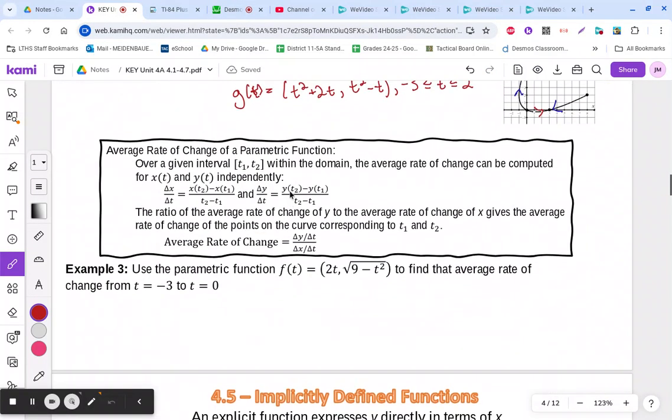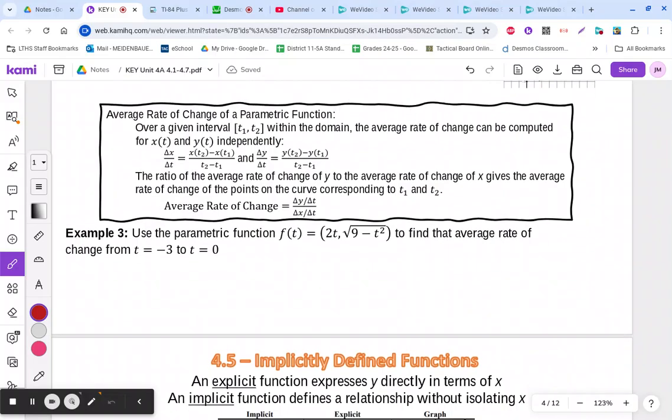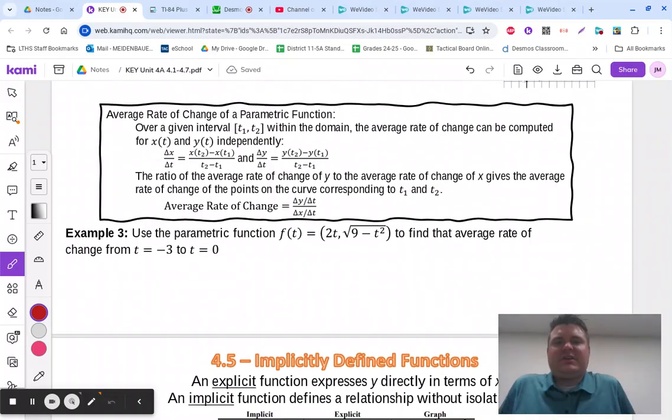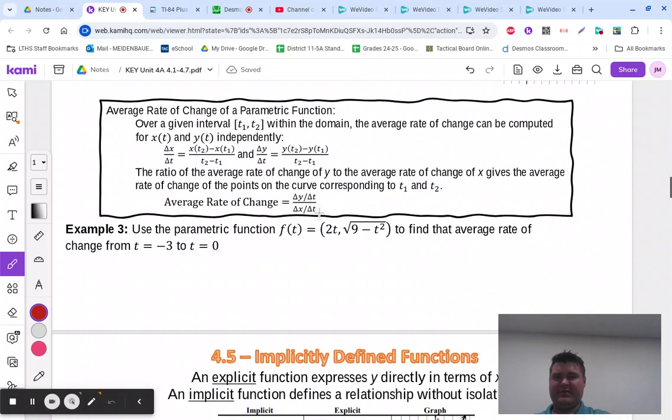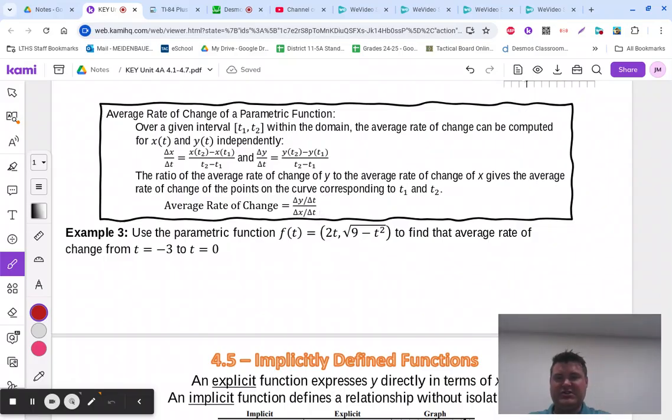Okay, last thing here is rate of change. A lot of reading here. Rate of change for parametric functions is very similar to rate of change on regular functions, Cartesian coordinate functions. All we're going to do here, and you can see this formula right here, it's the change in y over change of t, all over change in x over change of t. And that'll give us the average rate of change.